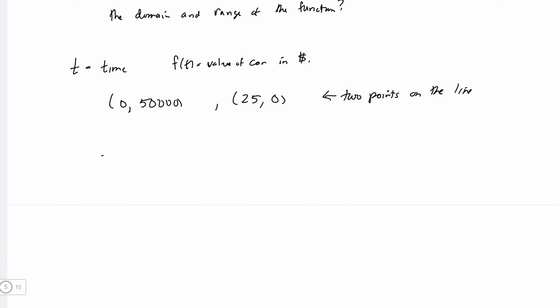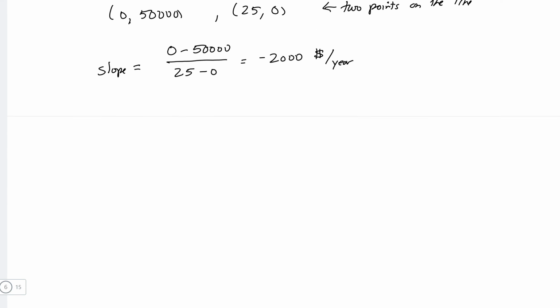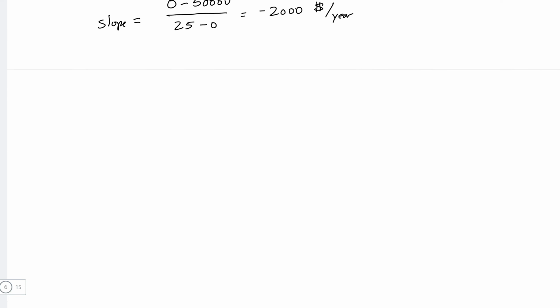So I can find the slope of the line by looking at the change in f over the change in t here. So I have 0 minus 50,000 over 25 minus 0. And so this is given by minus 2,000. And the units of this are the units of the top divided by the units of the bottom, so this is dollars per year. A lot of times it's very helpful to keep track of the units. It helps you interpret what is actually meant by each value.